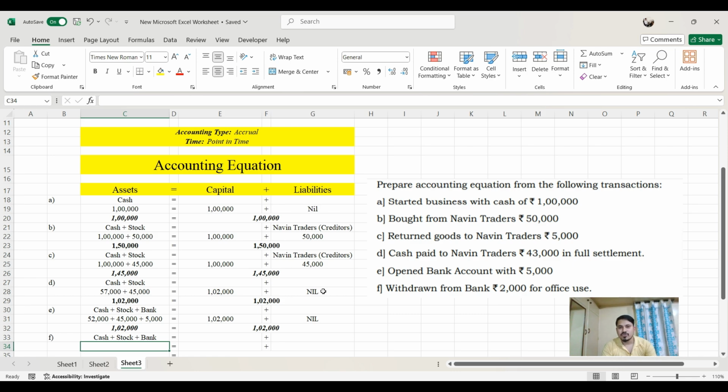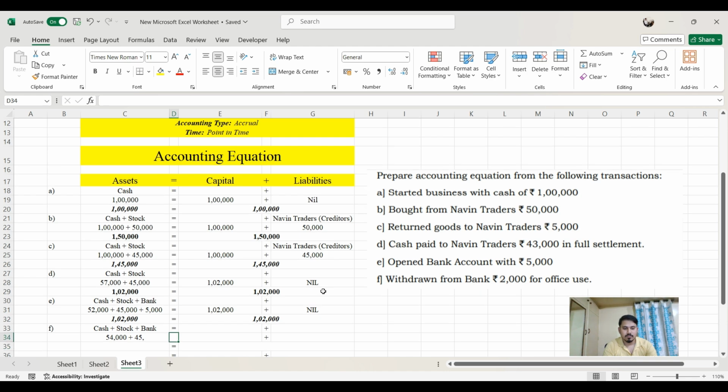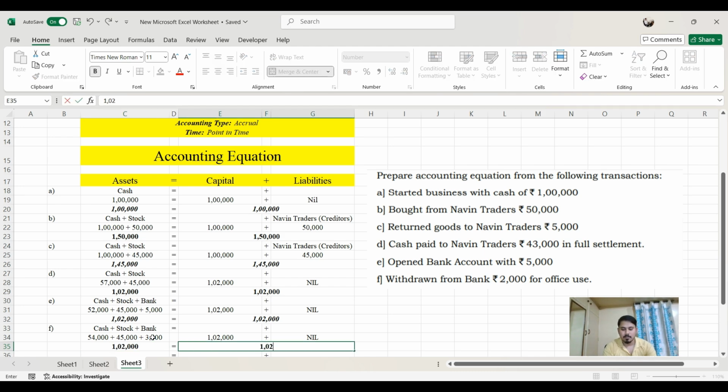So previous cash was 52,000. So 52 plus 2,000, 54,000 plus stock remains unchanged, 45,000 plus the bank will be having 3,000 in its account. So the capital will remain the same and the liability is nil. So the total accounting equation at the end of the sixth transaction is 1 lakh 2,000.